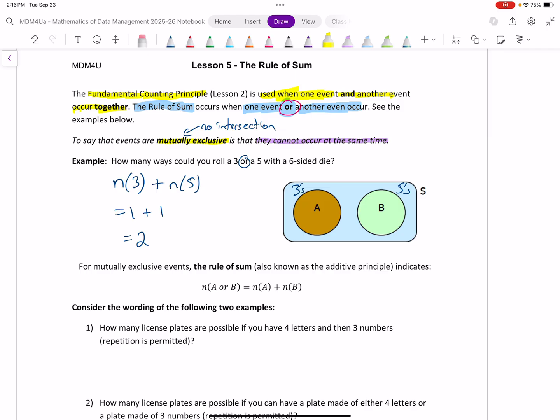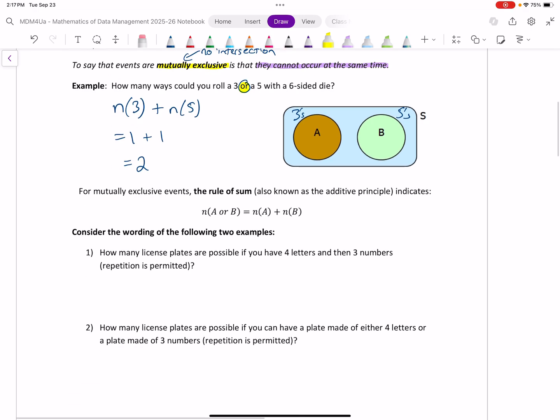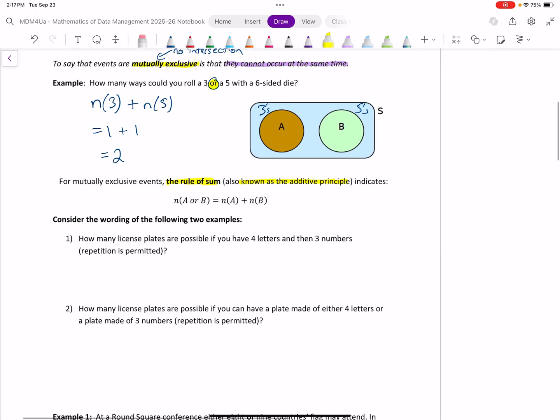The key here is that I'm combining the number of outcomes because it's saying the number of outcomes with the 3 or a 5. And this is technically the rule of sum, also known as the additive principle. So if I was to write this formula, which we saw last class, the number of A or B, knowing that they are mutually exclusive, it's really just the number of outcomes in A plus the number of outcomes in B. This is the same as saying the number of A union B. Same, or union, same thing.